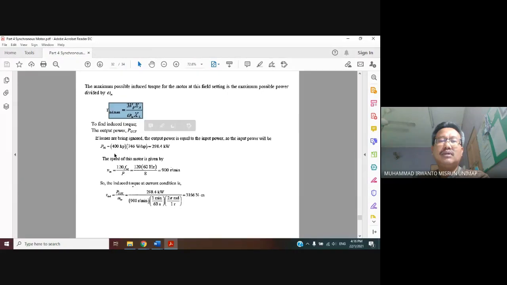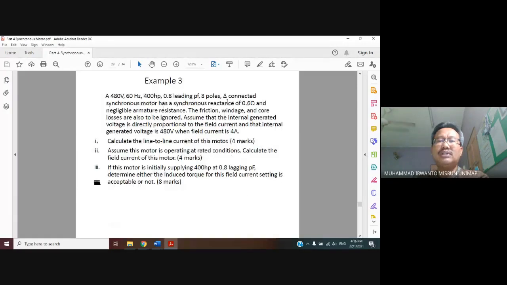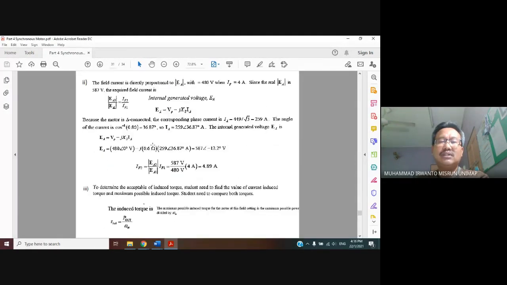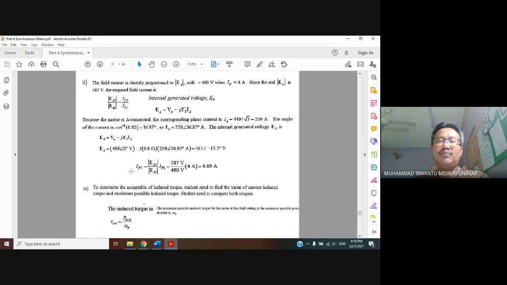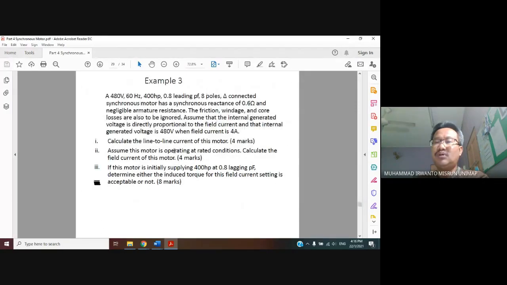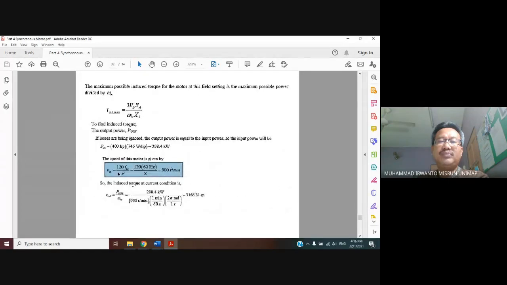So the mechanical speed in revolutions per minute: the frequency is 60 Hz. So we can find Nm, which is equal to 120 F over P, where P is the number of poles, X poles. So we obtain the mechanical speed in revolutions per minute, 900 RPM.